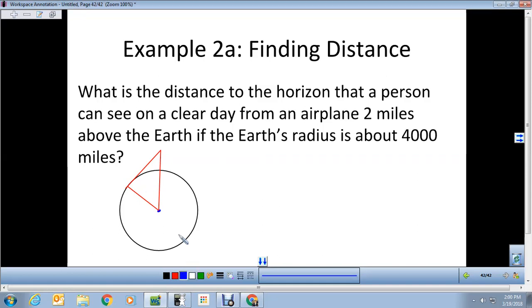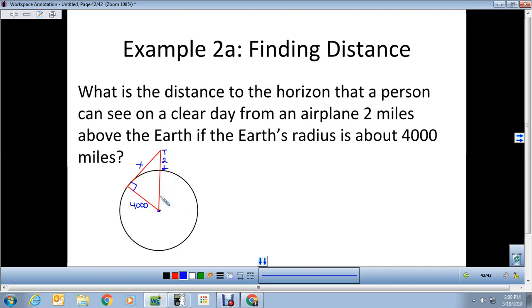Now this will give us a tangent line to a circle here, which means we have a right triangle. So the next part I'm going to fill in is this distance from here to here is 2, from here all the way to the Earth surface. The radius, they tell us, is about 4,000 miles. We're looking to see how far can we see on a clear day, which would be x.